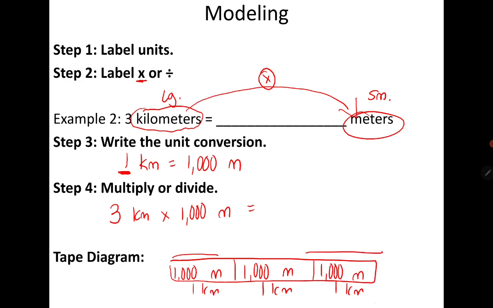Once again, we can use a zero non-zero shortcut. So 3 times 1,000. 3 times 1 is 3. We've got 3 zeros. So 3 kilometers is 3,000 meters.